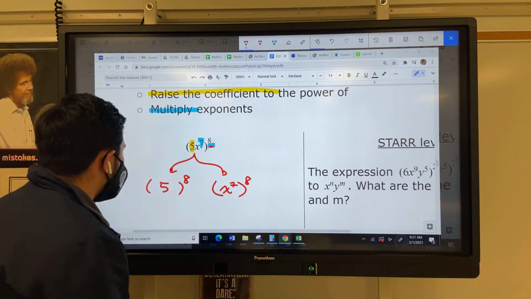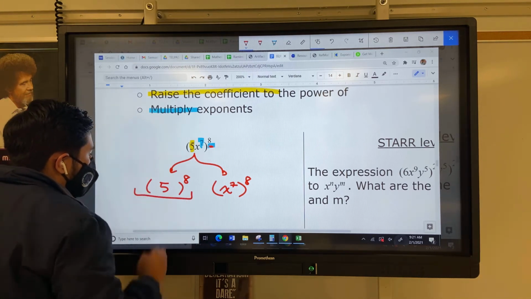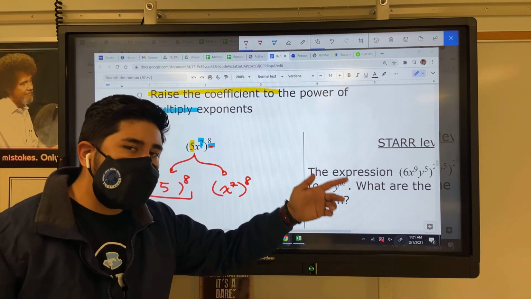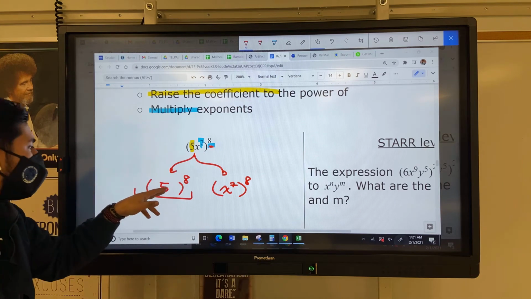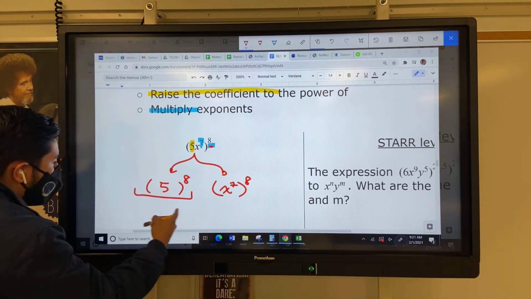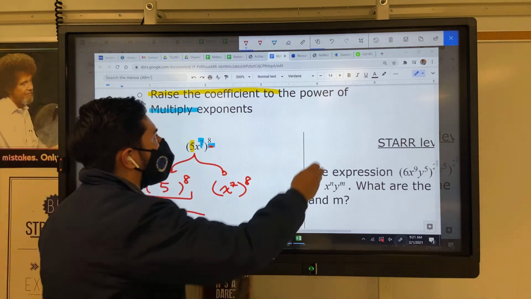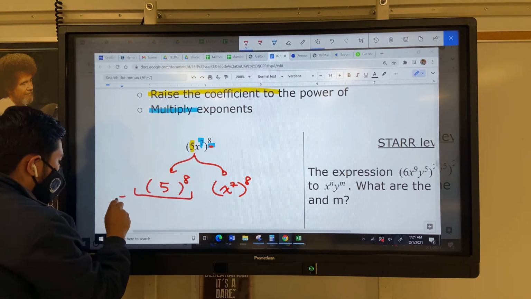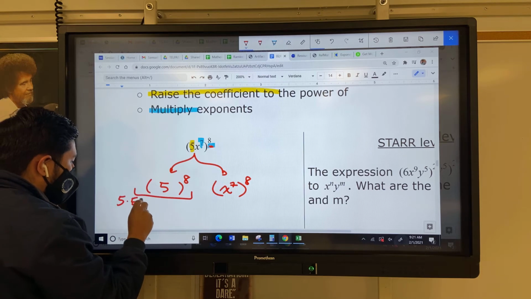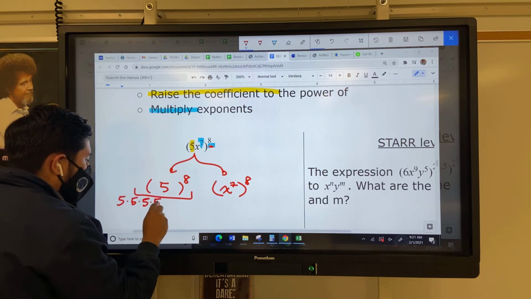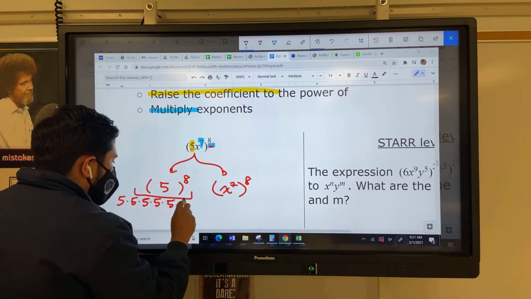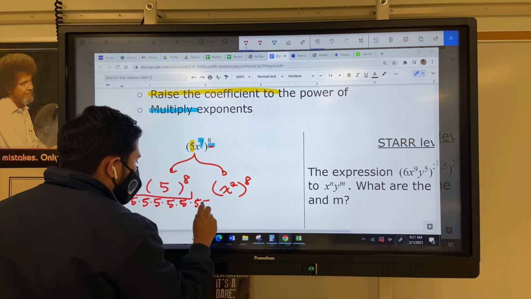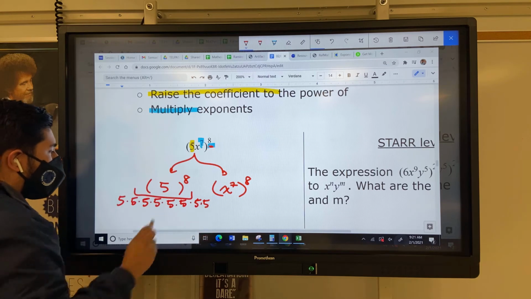Next. Right here, I will use a calculator. This is 5 times 5 times 5 times 5, 8 times. So make sure you know that 5 to the power of 8 is just 8 5s in a row, and you're multiplying them. We could go hardcore, that's cool. 5 times 5 times 5 times 5 times 5 times 5 times 5 times 5. You can put that in the calculator.